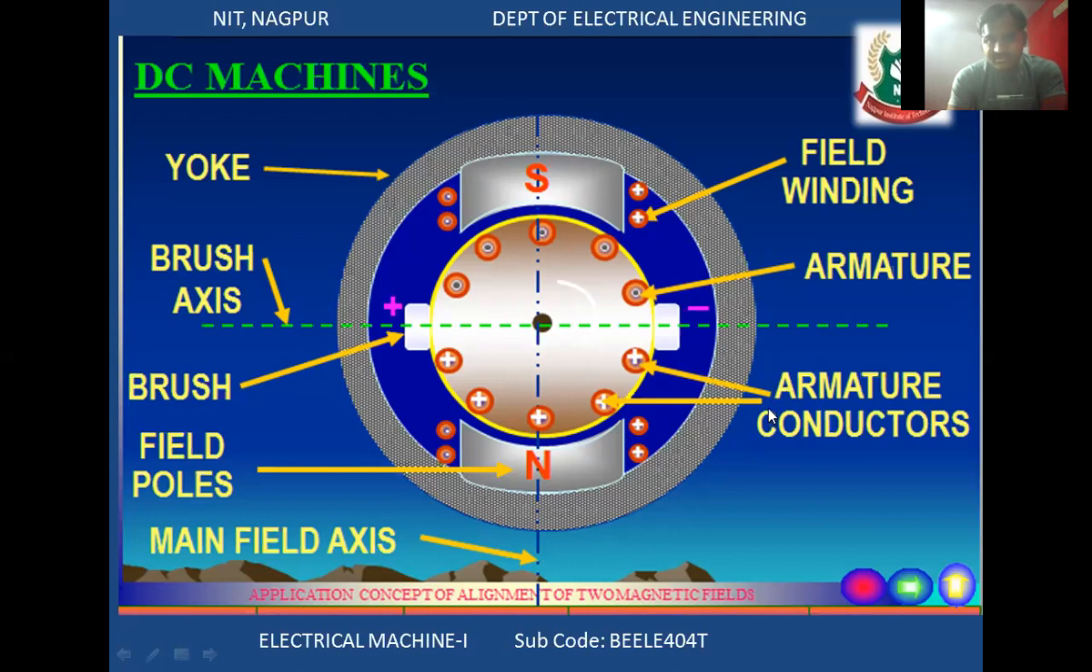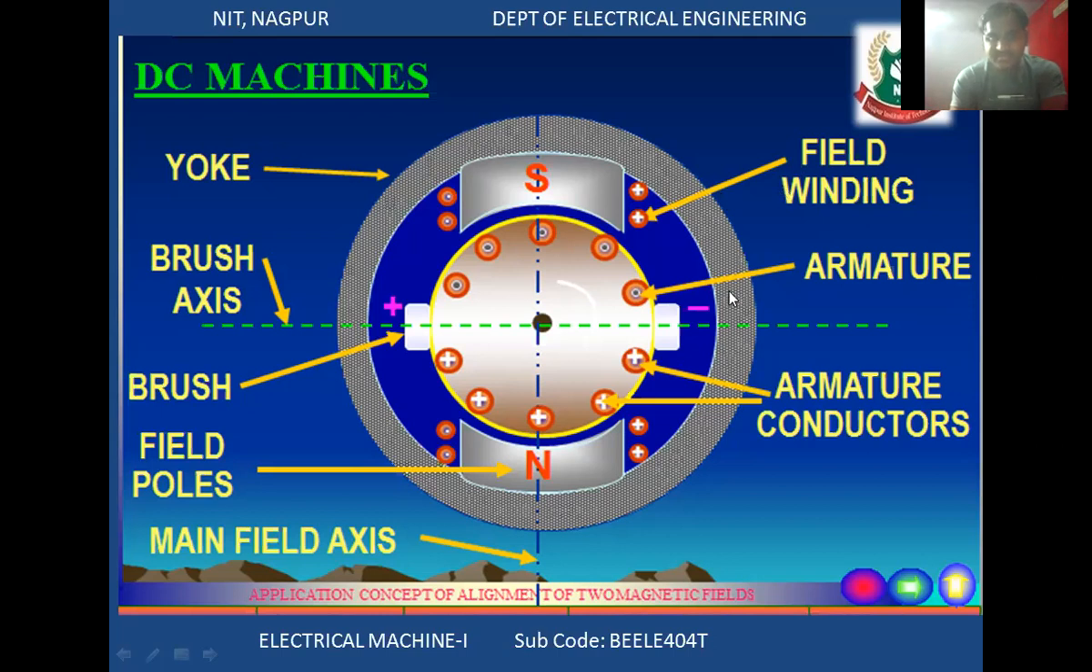Armature conductor: the armature part will be there, and in that armature the conductors will be placed. The outermost part is the yoke. Then there are the poles, called the field poles, which are useful to create the magnetic field. And the innermost part is the armature. The armature has the armature conductors, and the poles are surrounded by the field winding. Move to the next part.